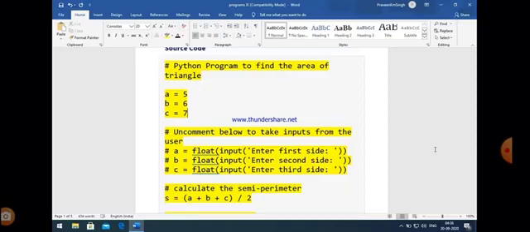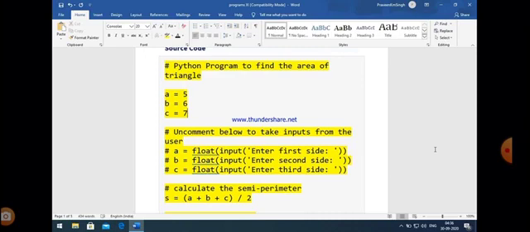After that, if we want to calculate the semi-perimeter, then apply the formula s is equal to a plus b plus c divided by 2. One thing should be clear: if you want to make a program, first of all write the code for the input, and then the second part of the program is to apply the formula.